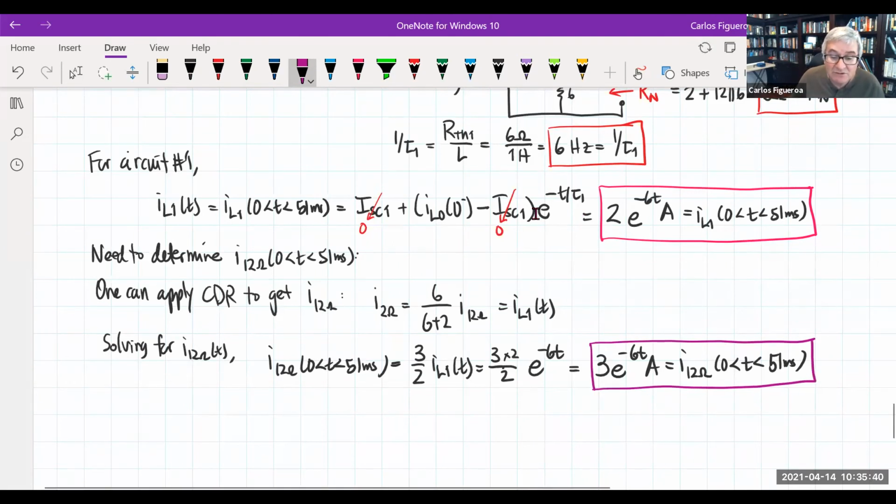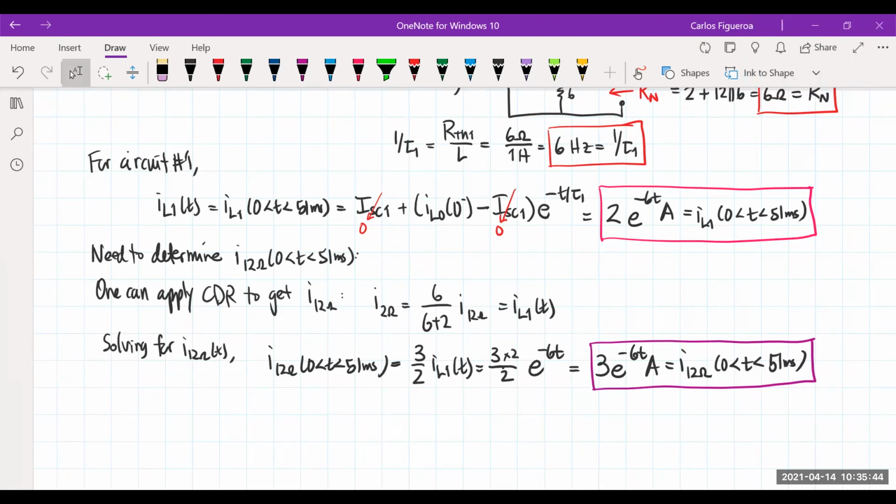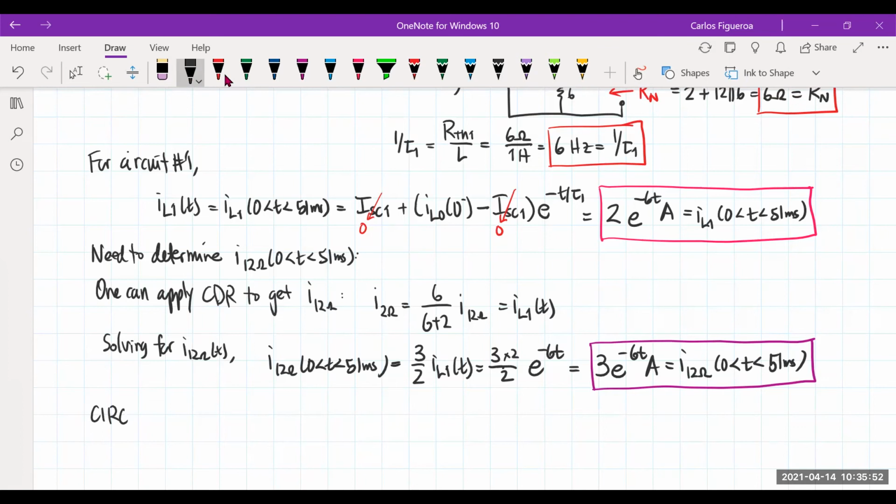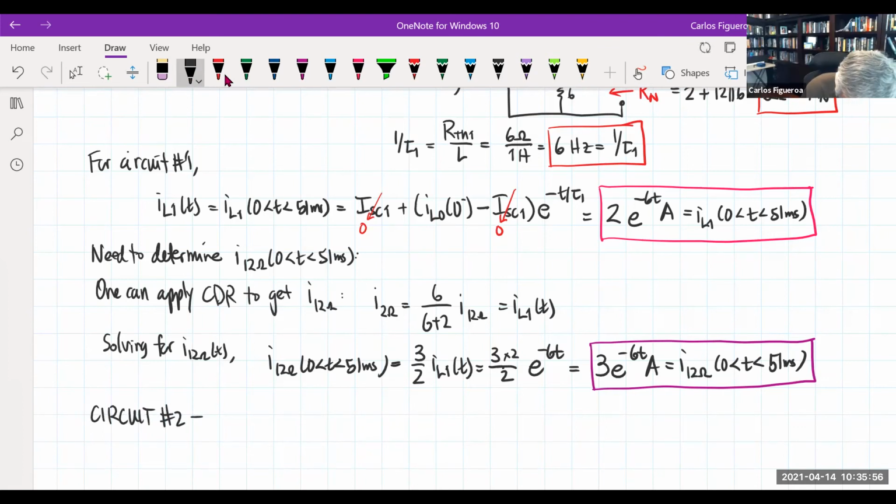Okay, so now let's go to the next piece. The next piece we got to do is that now the second switch is thrown. So I have a new circuit, circuit number 2, which says that the second switch is thrown. So when I look at this thing here, what am I seeing?